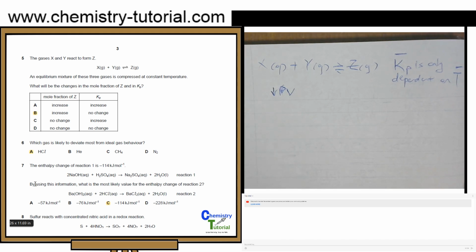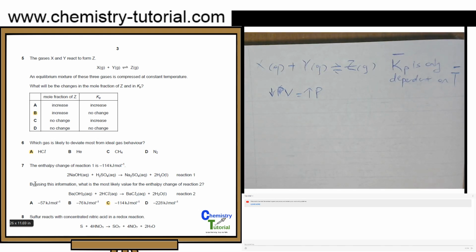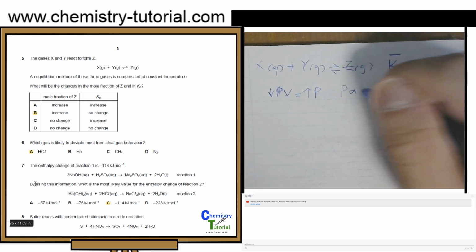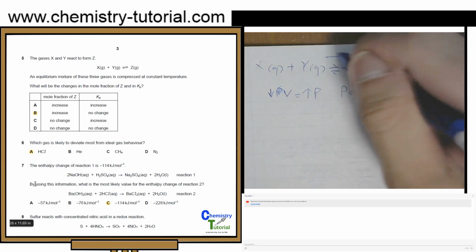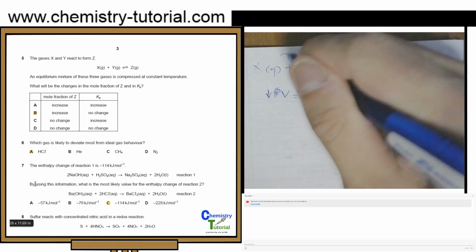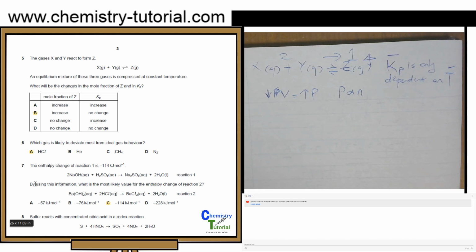Since there is an inverse relationship between pressure and volume, where you decrease the volume, effectively you are increasing the pressure. So when you increase the pressure, based on Le Chatelier's principle, the position of equilibrium will shift towards the side that minimizes the pressure. That means the side with fewer moles of gas, because pressure is proportional to the number of moles of gases. That means the equilibrium will shift towards the right side because there's only 1 mole of gas versus 2 moles of gas on the left side. Therefore, there will be an increase in the mole fraction of Z. Hence, the answer is option B for question 5.